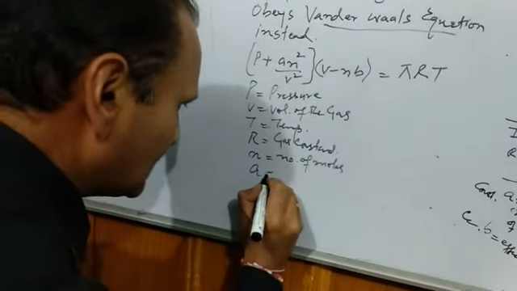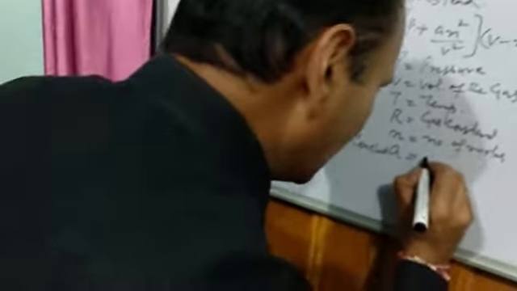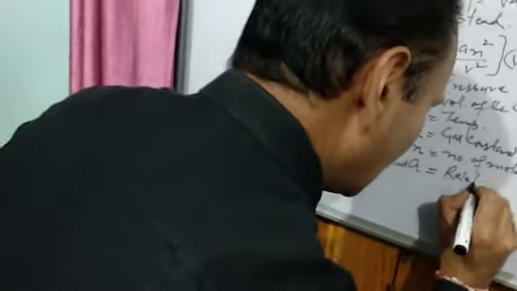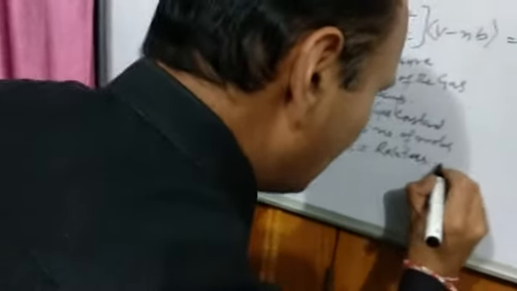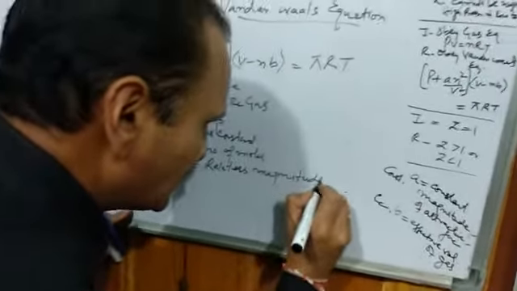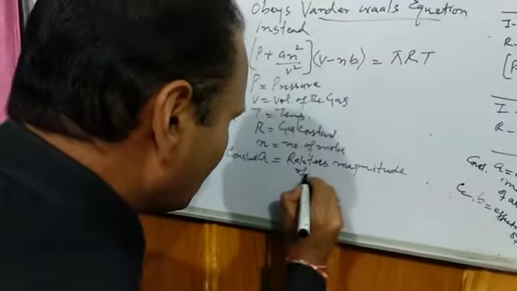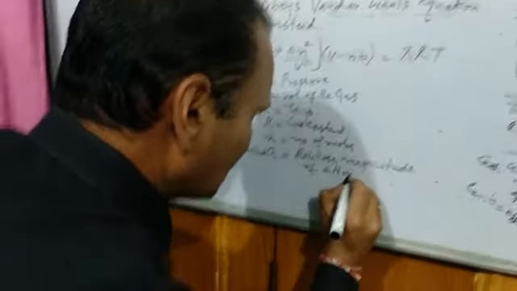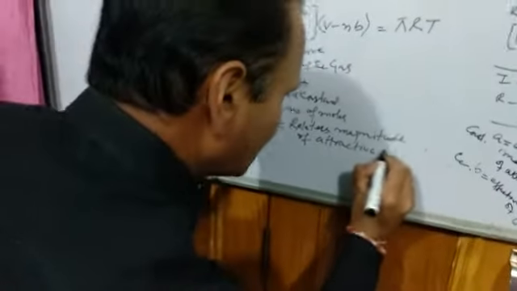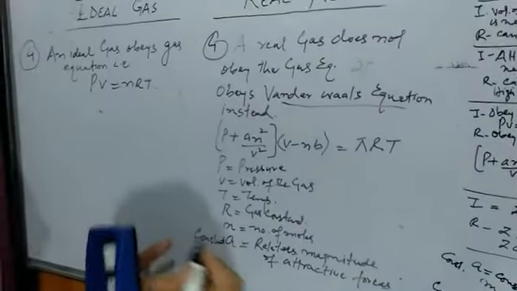Then we have a here. What is a? It is basically a constant. It is a constant which relates the magnitude of attractive forces, because according to the van der Waals equation, there are attractive forces between the molecules of the gas.